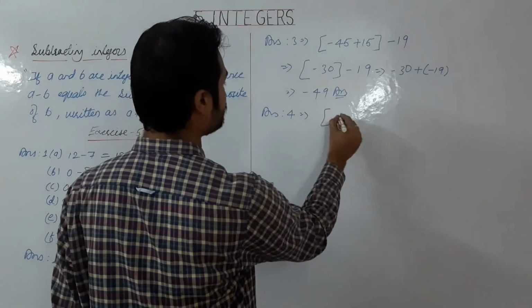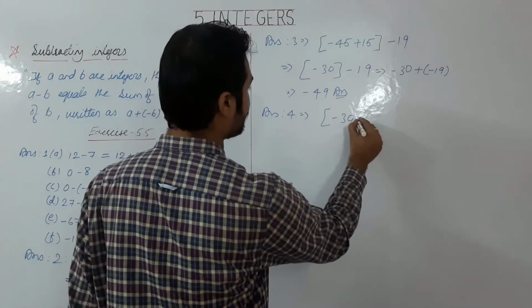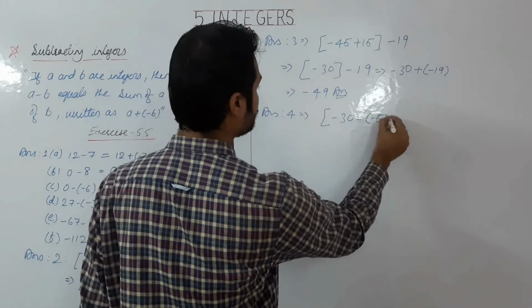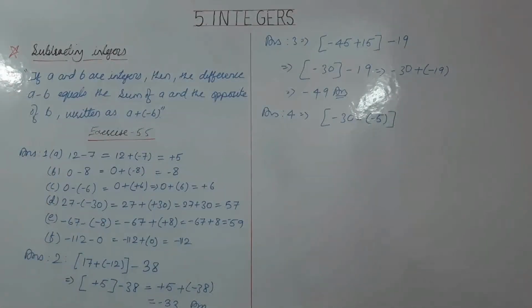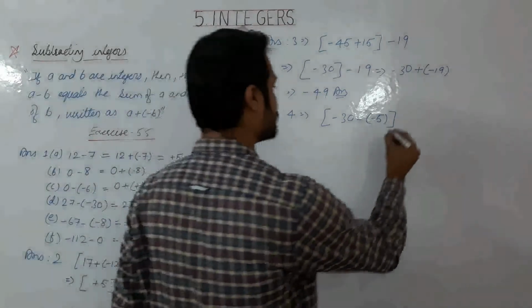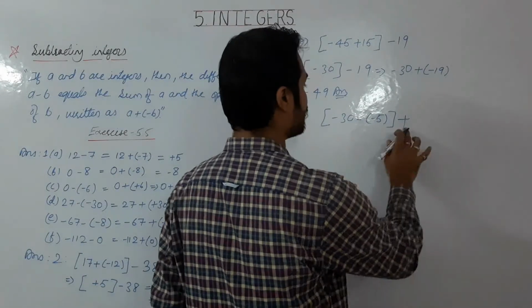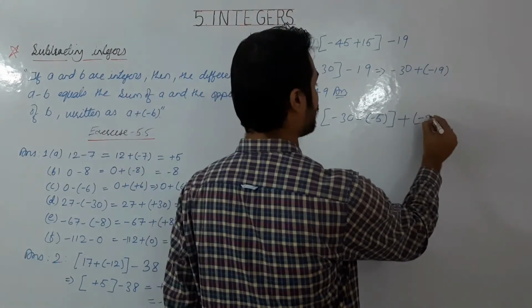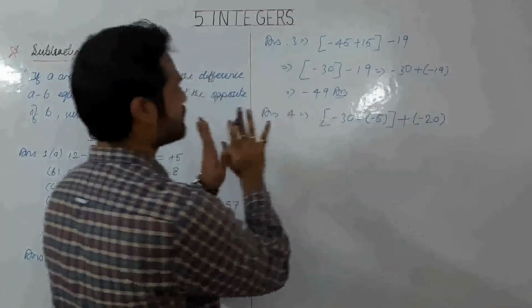To the difference of minus 30 and minus 5. So first number is minus 30, second number is minus 5, and to the difference of these two numbers, we have to write minus 30 minus of minus 5. Add minus 20. So for addition, write plus sign, add minus 20. So this is the final statement.